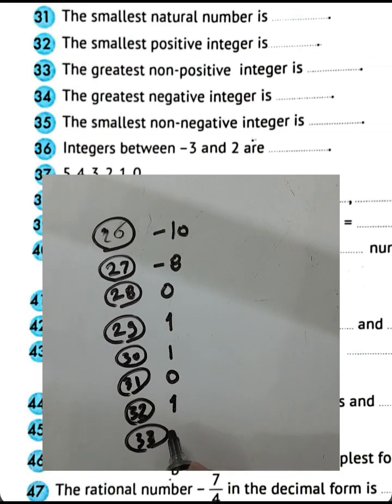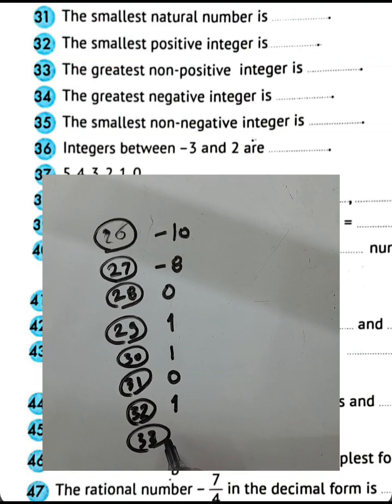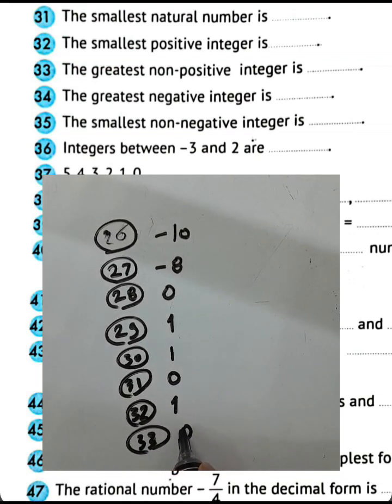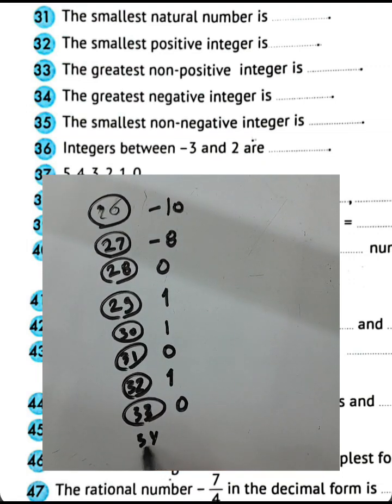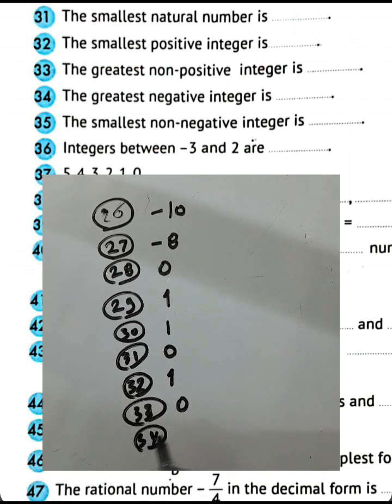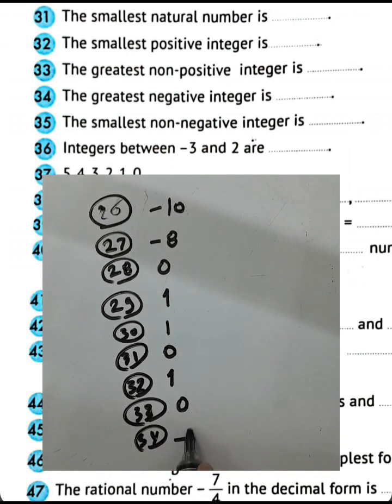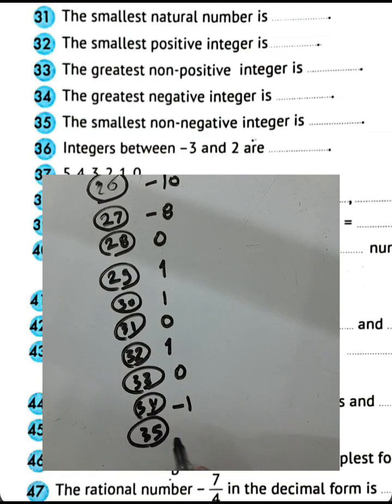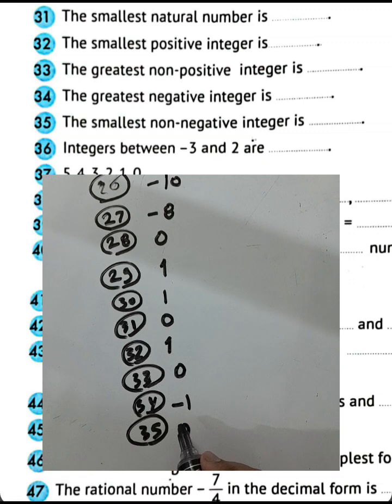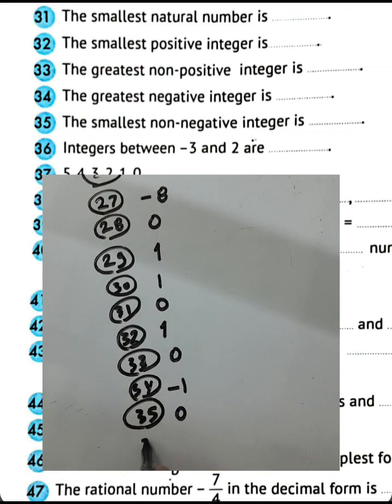We have here question 33. The greatest non-positive integer will be 0. 0 is non-positive and non-negative. Question 34. The greatest negative integer will be -1. And question 35. The smallest non-negative is 0. 0 is non-positive and non-negative.